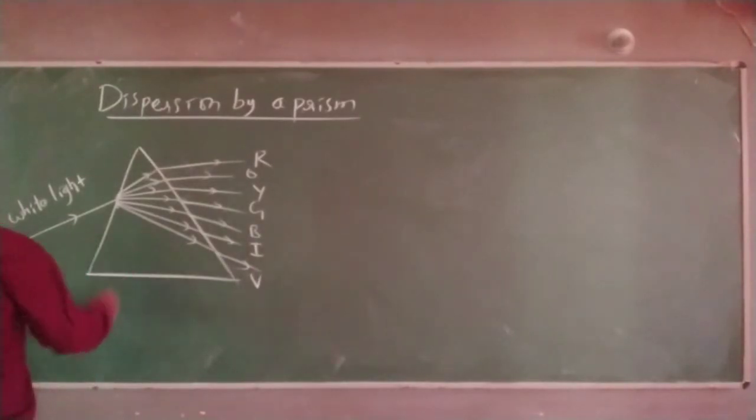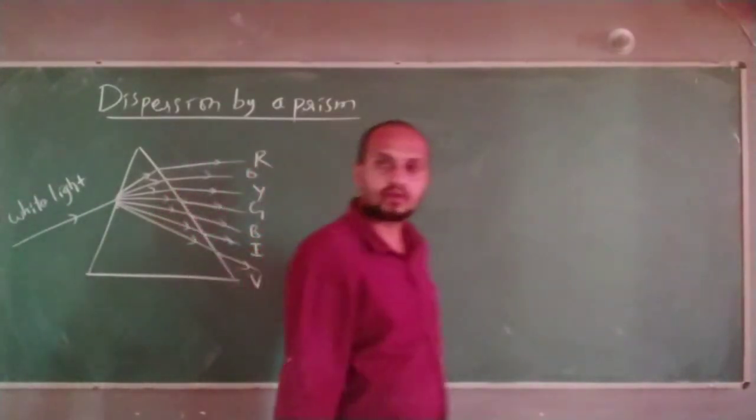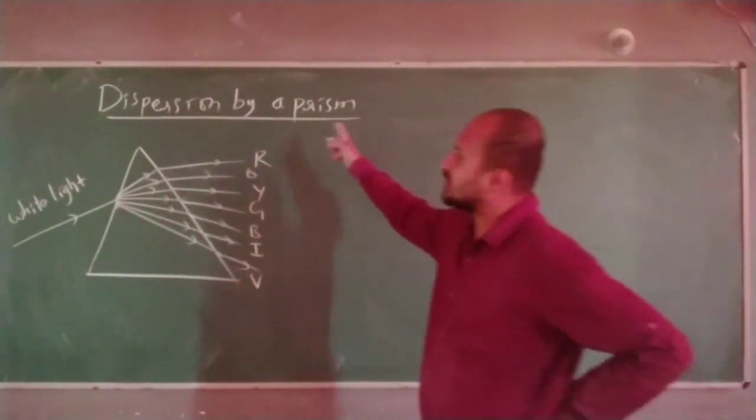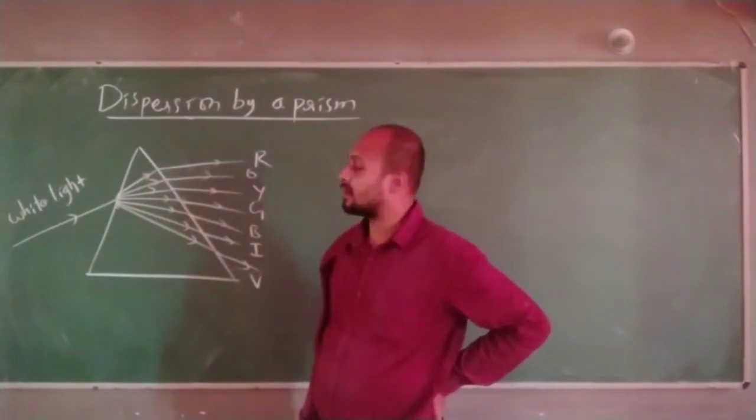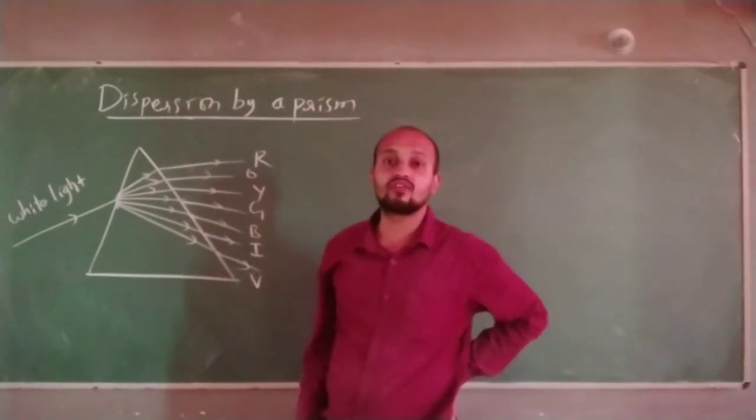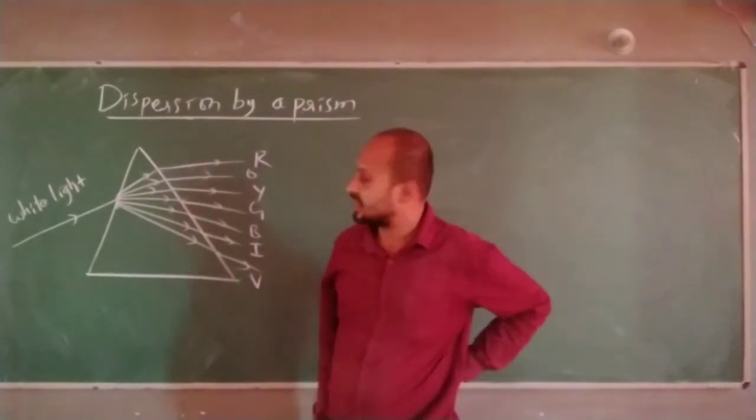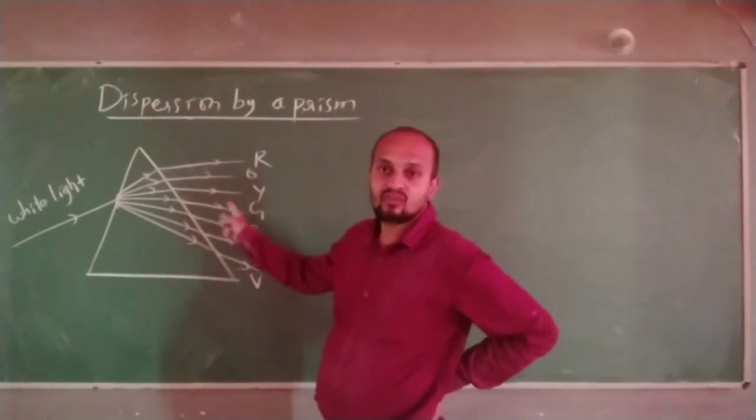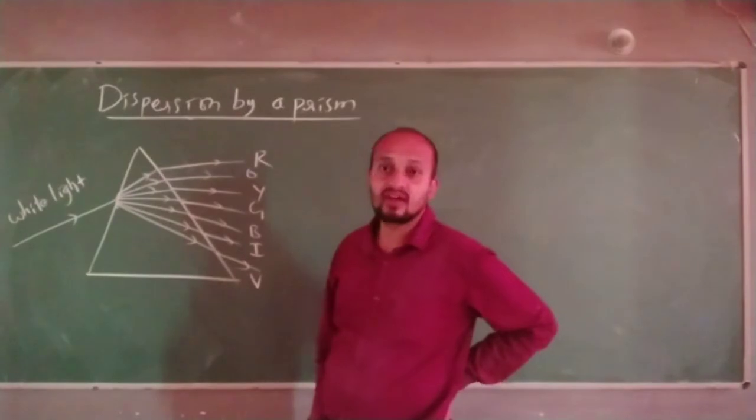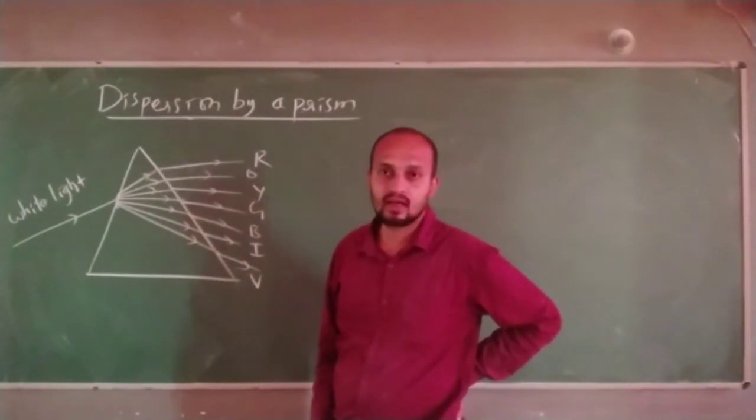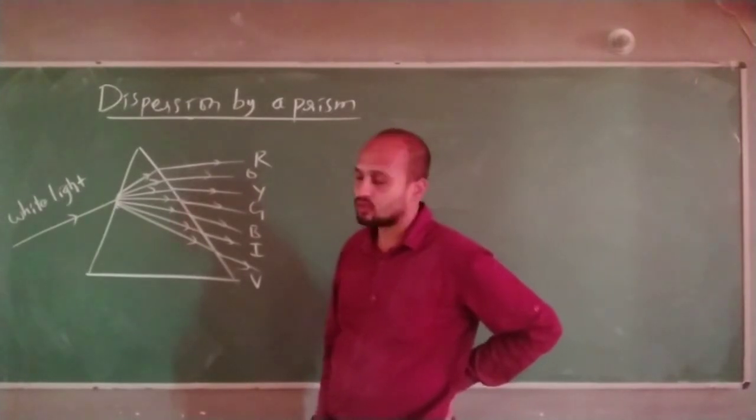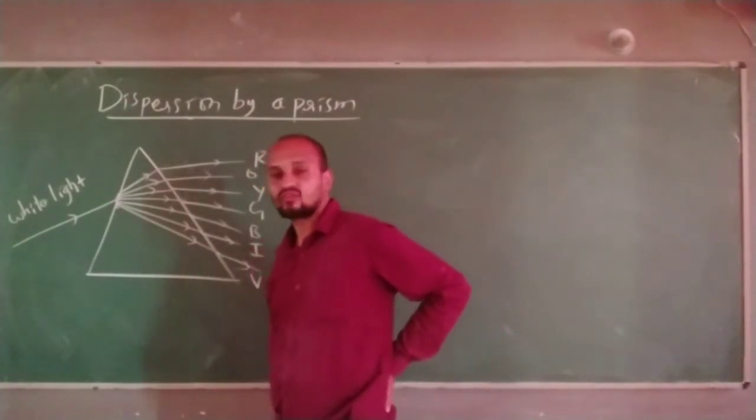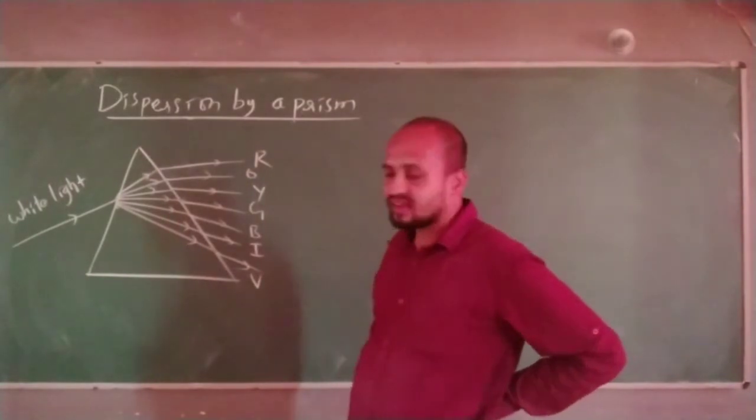Dispersion of light. See, in dispersion of light, what is going to happen? What is the dispersion of light by a prism? Dispersion by a prism means the phenomenon of splitting of light that takes place when it travels through the prism, or a medium of different refractive index. Correct now? Splitting of light takes place when it travels from a vacuum to a medium of different refractive index. And this is another concept.